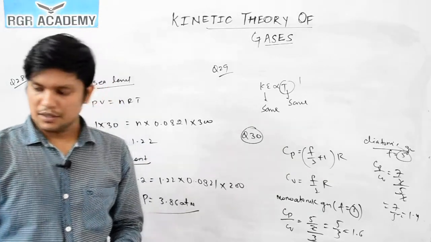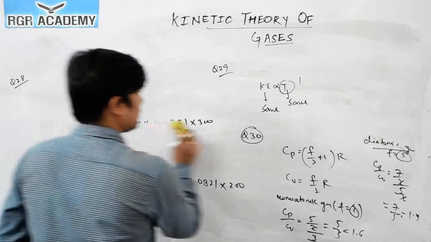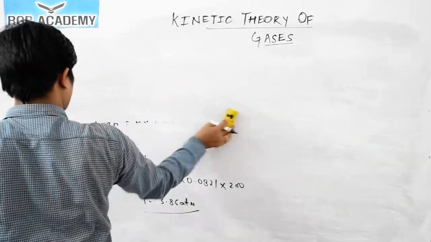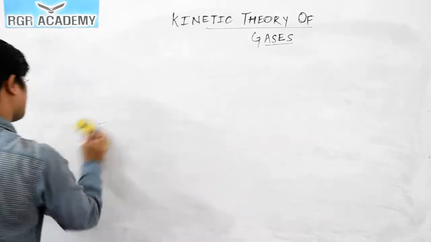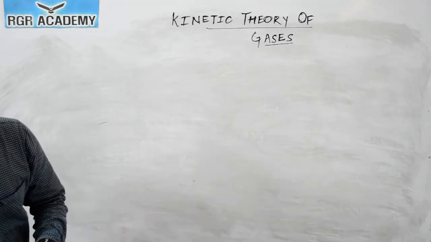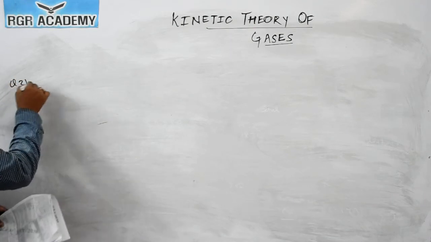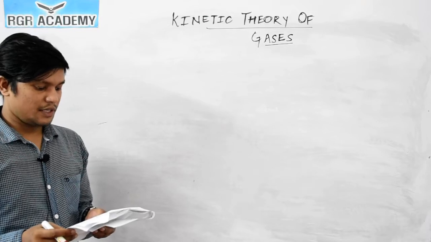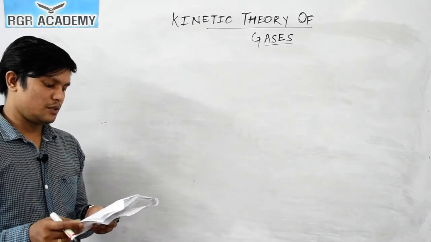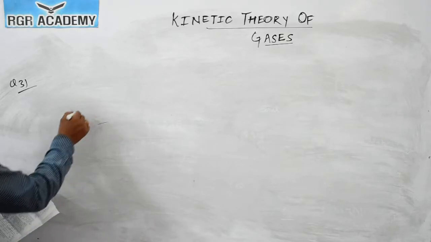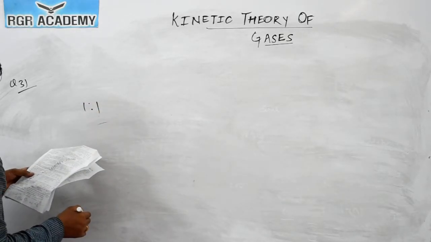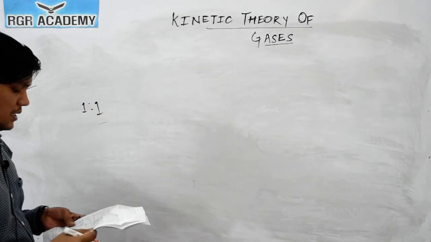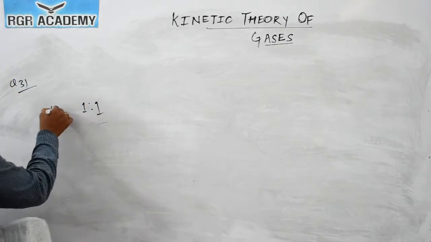Now question number 31. At NTP a sample of equal volume of chlorine as well as oxygen is taken, then the ratio of number of molecules. Equal volume is given, so we can say that the ratio of number of molecules will be 1:1, by Avogadro law. So the answer is option number 4, 1:1.